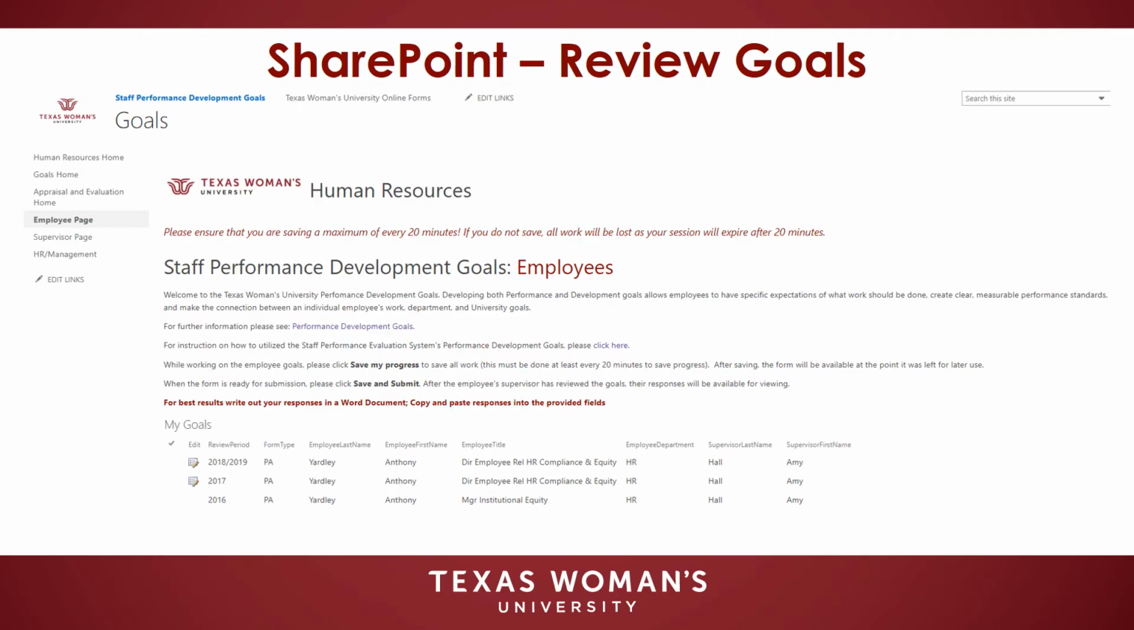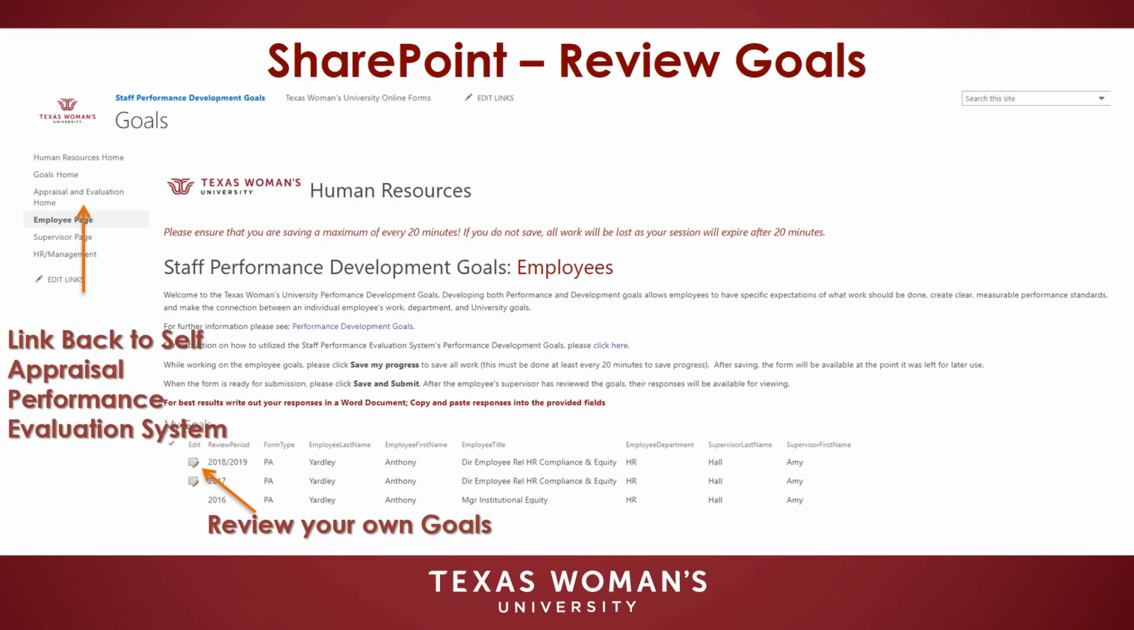Let's assume you're the employee and you have clicked on the Employee button from the Goals home page. This is the page you will see. You will click on the icon next to the current review period, in this case 2018-2019, to open and review your goals. After you've reviewed your goals, you will click on Appraisal and Evaluation Home to take you back to the self-appraisal and performance evaluation system.